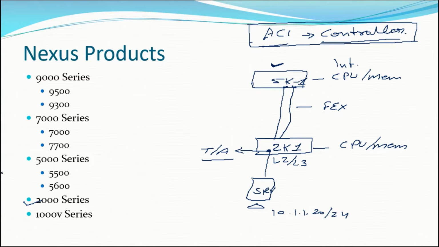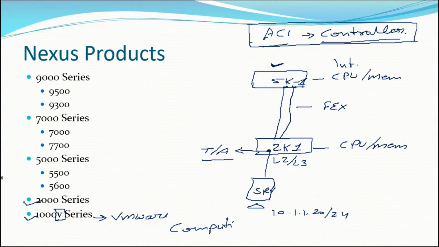Let's move to the next one, the 1000V switch. As the name says, V, this is a virtualized switch. This is not a physical switch. This switch was actually developed with respect to VMware. You might have heard that VMware is a computing organization. They have provided resources in respect of computing.